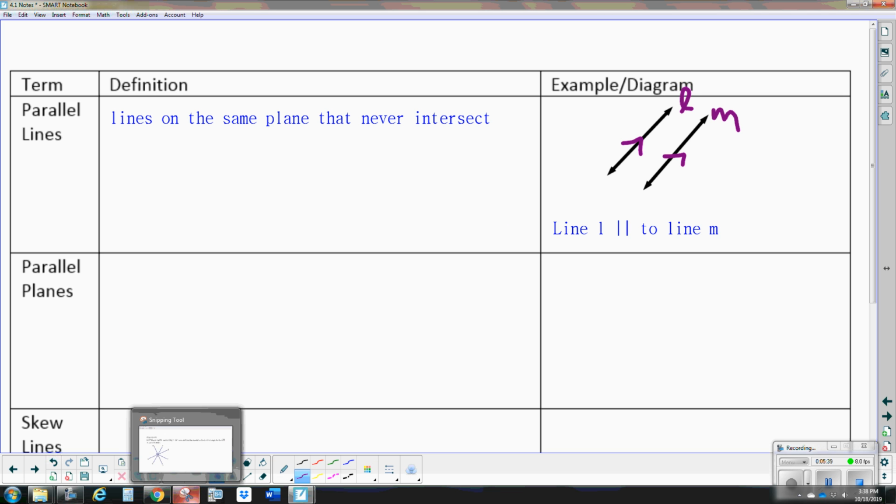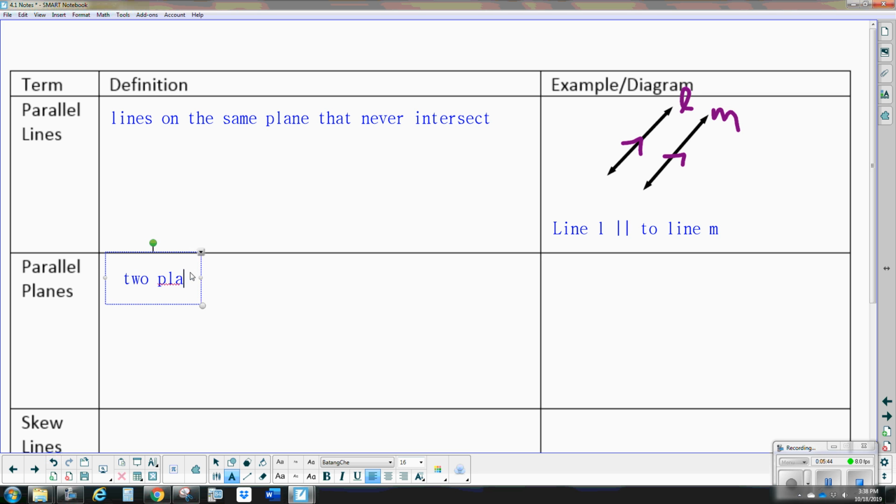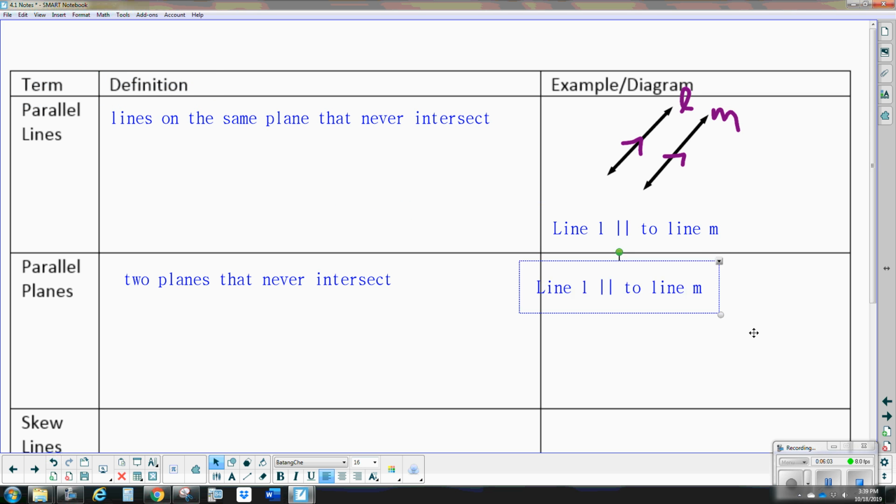Parallel planes, those would be two planes that never intersect. And we don't mark our diagrams parallel when we're talking about planes. We don't use feathers on the planes, but you will still use something like this. So instead of saying line, though, I might say plane P is parallel to plane Q.